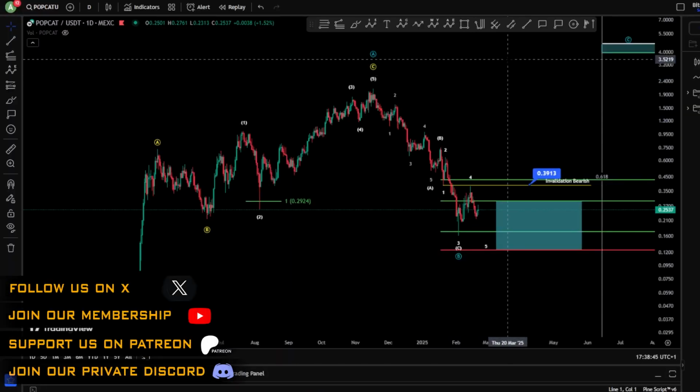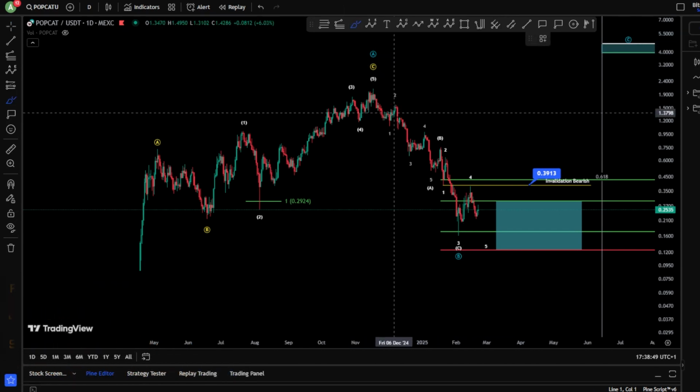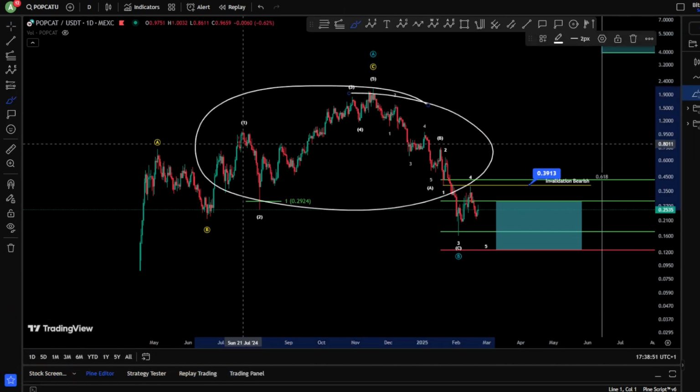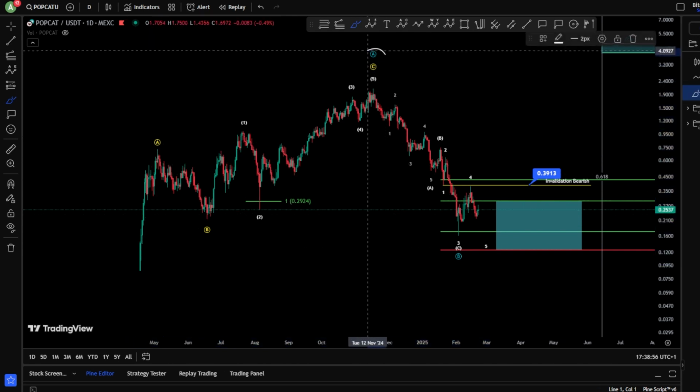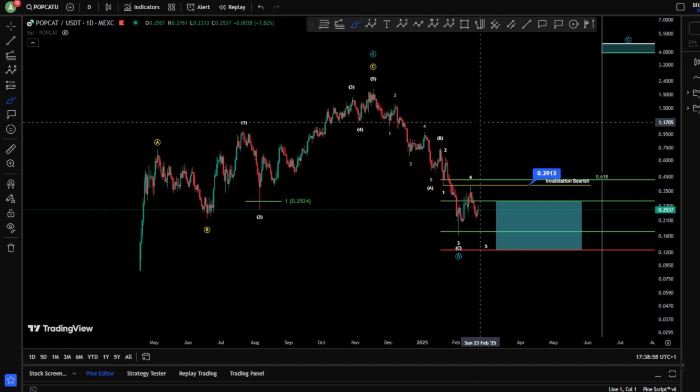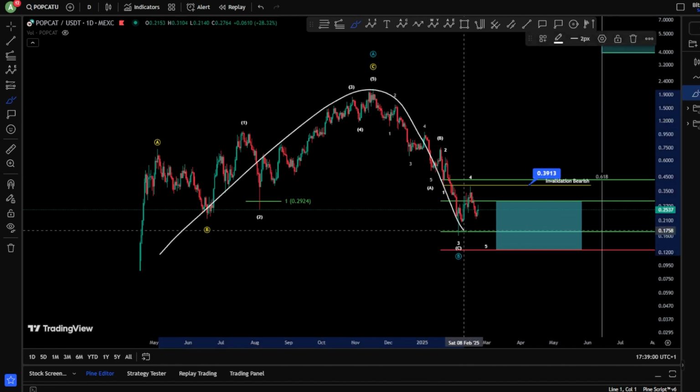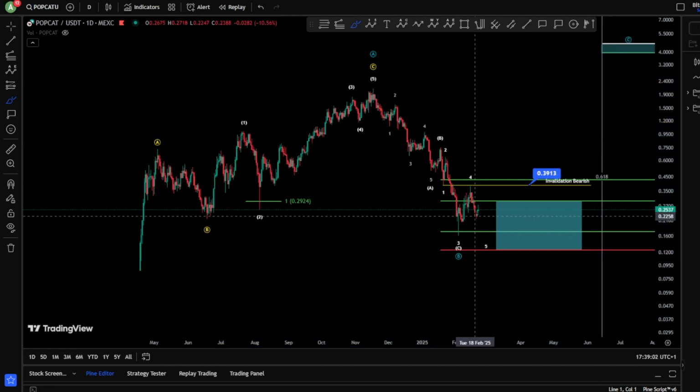Hello everyone, welcome to a new video for POPCAT price prediction based on Elliott wave analysis. Starting on the daily chart for the bullish and bearish scenario, we have an A, B, C finish towards the upside, finishing with it a wave A in your blue count, and you're looking for a bigger A, B, and a C towards the upside.